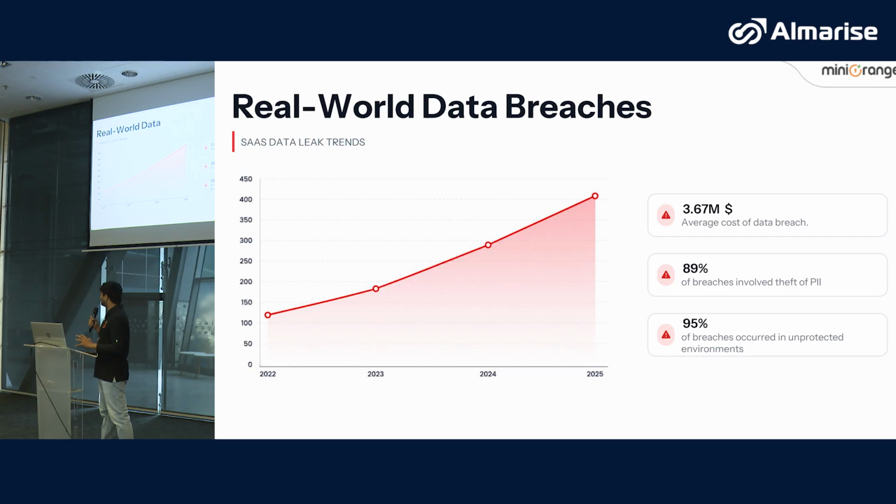So here's real world data supported by the IBM 2025 report. It states that the average cost of a data breach is around $3.67 million. Along with that, 89% of the breaches involve theft of PII, which is what we are tackling here.